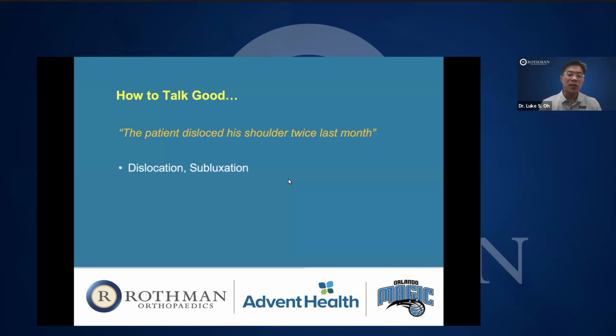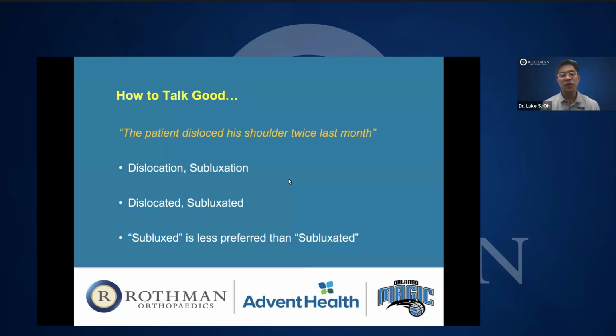Let's look at the words now. We have the words dislocation and subluxation. The verbs of those words would be dislocated and subluxated. So subluxed is a less preferred term than subluxated. I tell our residents that I will allow them to say subluxed if they also use the word disloced. If you're not going to use disloced and use dislocated, then I would suggest that you also use the word subluxated.